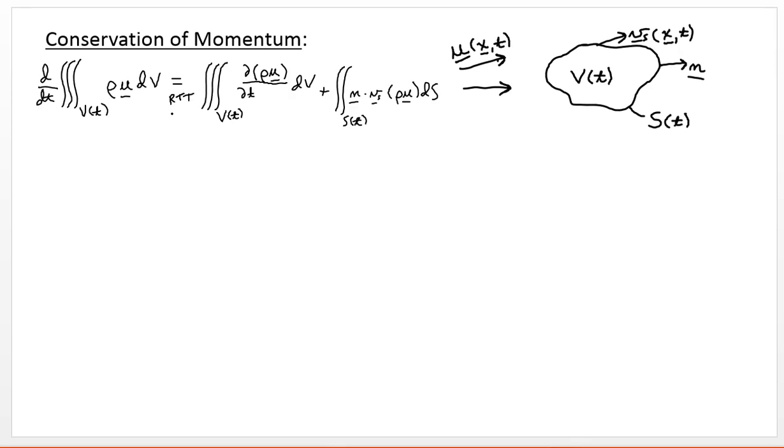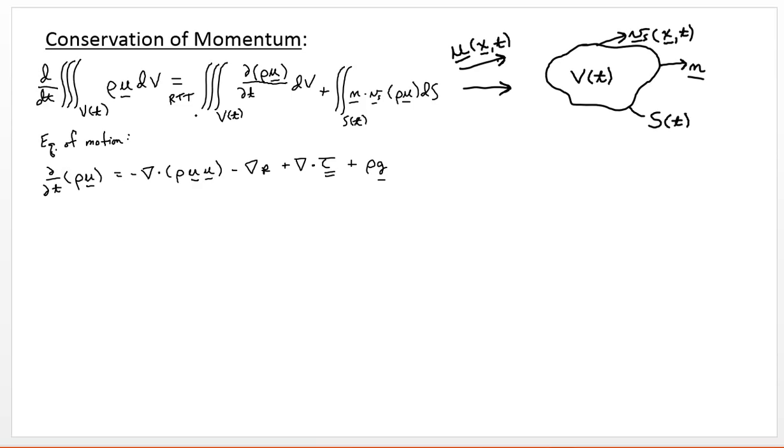Now, from the equation of motion, which we derived earlier in the course, we know that the time derivative of rho u is equal to minus the divergence of rho u u, minus the gradient of the pressure, plus the divergence of the viscous stress tensor tau, plus the gravity term rho g.